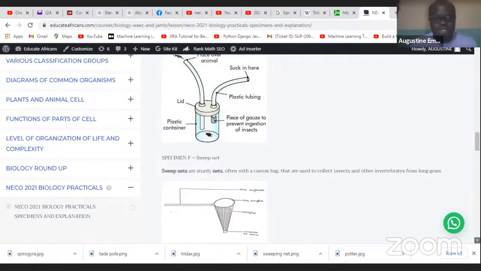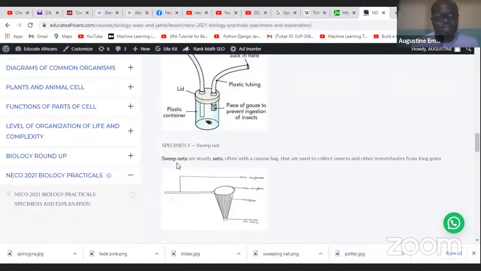Then you have the sweeping net. Very important. The sweep nets are sturdy nets, often with a canvas bag, that are used to collect insects and other invertebrates from long grass. So you can use this to collect insects and other invertebrates, not vertebrates, over long grass. So you can see this one is also used to collect insects, but this one has other uses apart from just insects.